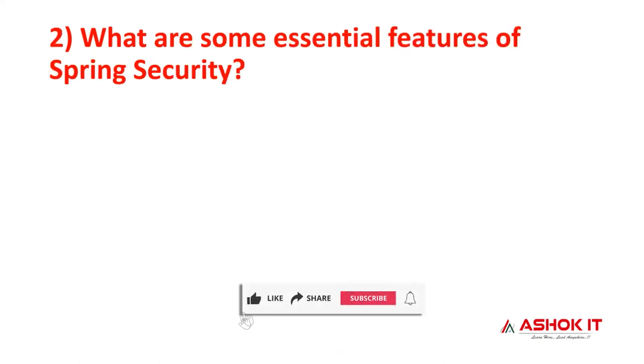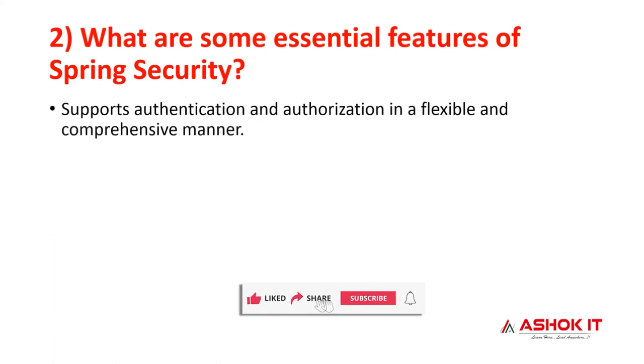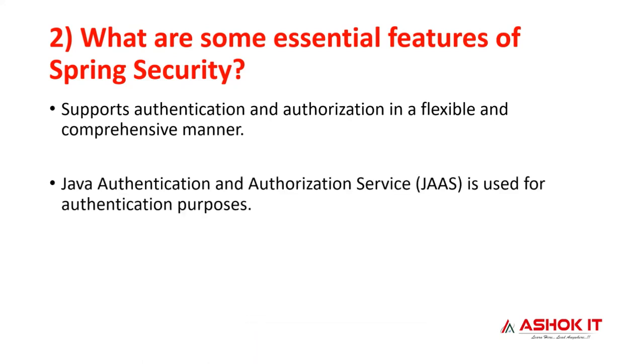Second question, what are some essential features of Spring Security? The main feature is to handle authentication and authorization in a flexible manner, in the required process for your application. Java Authentication and Authorization Service, JAAS, is actually a module that is given by Sun Microsystems, of course now part of Oracle. By using this, Spring Security is actually implemented.